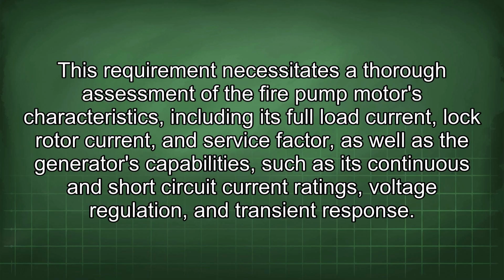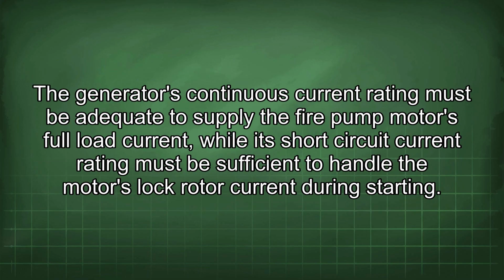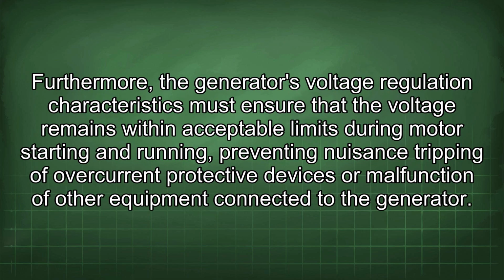and transient response. The generator's continuous current rating must be adequate to supply the fire pump motor's full load current, while its short circuit current rating must be sufficient to handle the motor's lock rotor current during starting. Furthermore, the generator's voltage regulation characteristics must ensure that the voltage remains within acceptable limits during motor starting and running, preventing nuisance tripping of overcurrent protective devices or malfunction of other equipment connected to the generator.